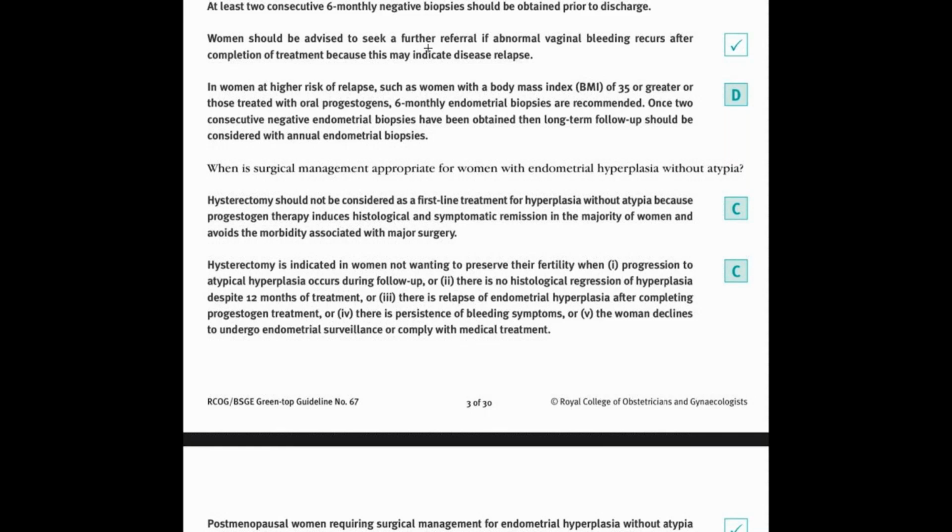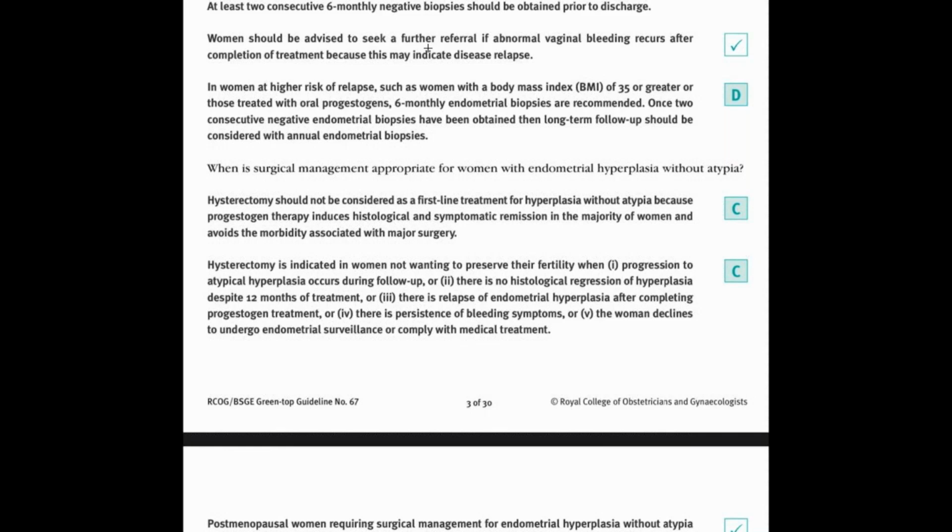If she's going to have a Mirena, but her BMI is 35 or more, like our patient, whose BMI is 40, then again the follow-up would change. You will talk about the long-term follow-up with annual endometrial biopsies. And of course, you're going to advise her to reduce her BMI, because that's one of the risk factors that you can control and that can help in the disease regression.